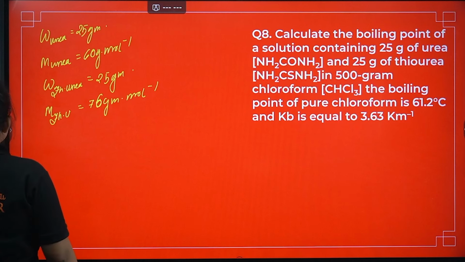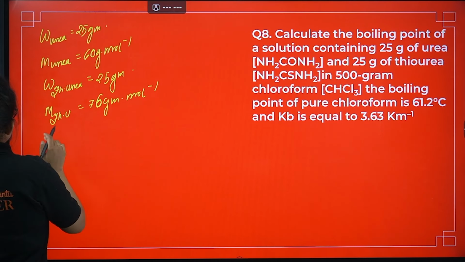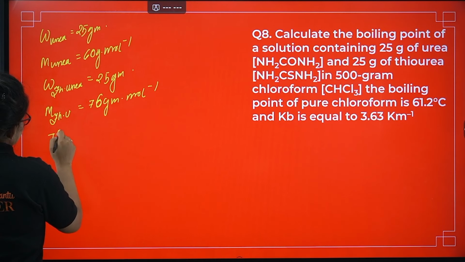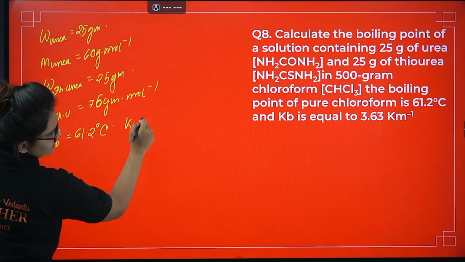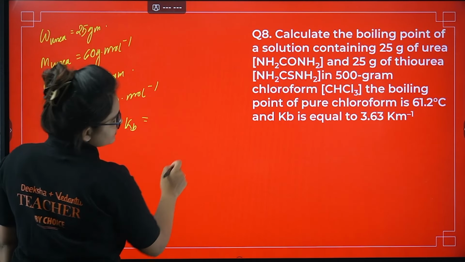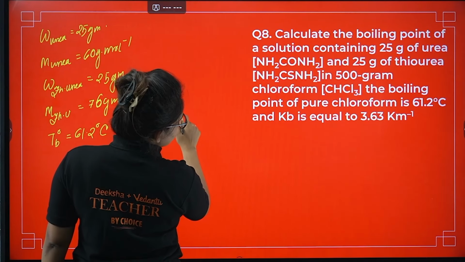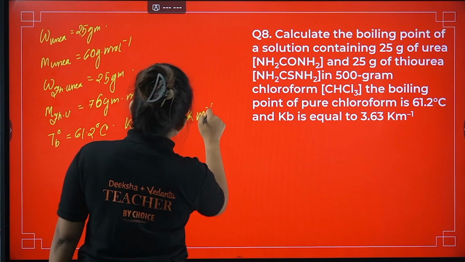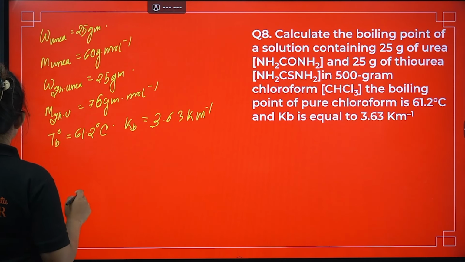So now what you have to do, one more thing is given, that is TB naught. TB naught is given as 61.2 degrees Celsius. Fine. Another one, Kb is also given, Kb is 3.63. Now what you have to do? Find out the number of moles.